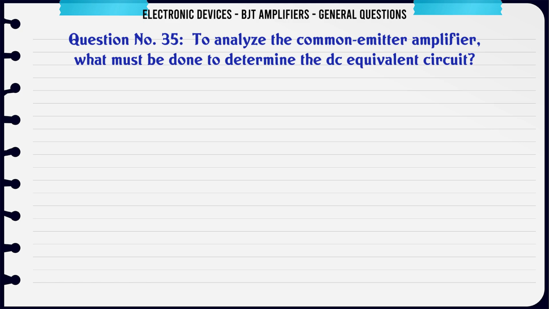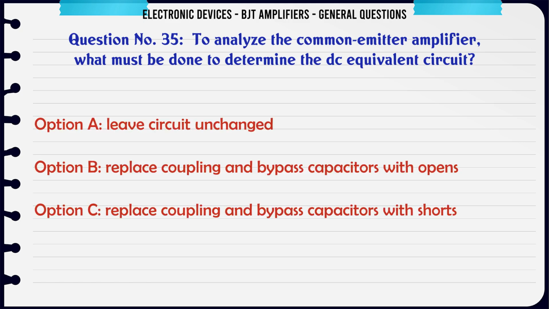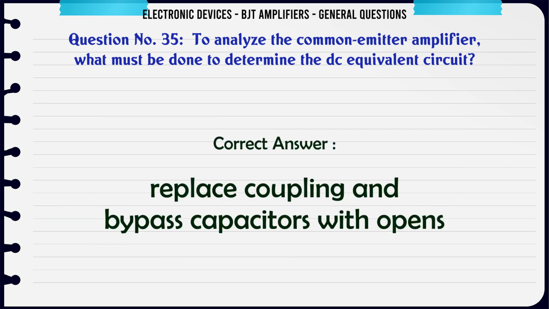To analyze the common-emitter amplifier, what must be done to determine the DC equivalent circuit? A. Leave circuit unchanged. B. Replace coupling and bypass capacitors with opens. C. Replace coupling and bypass capacitors with shorts. D. Replace VCC with ground. The correct answer is replace coupling and bypass capacitors with opens.